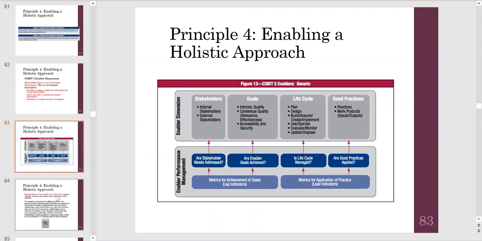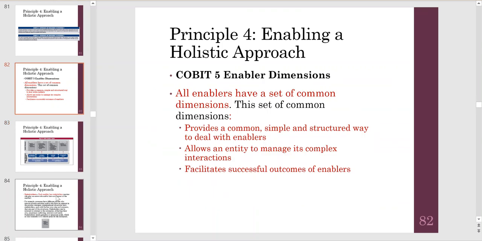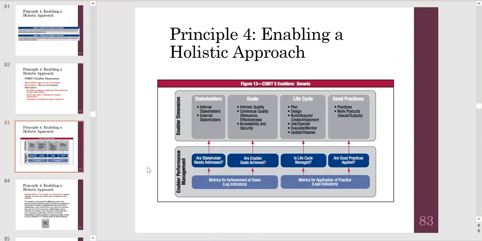One more thing in principle four: all enablers have dimensions. So we have seven enablers, this is one diagram, which means we'll have seven similar charts of this. There will be some changes. I think in the slides you will see them in red. It's not required for the course, but I've just explained this diagram.